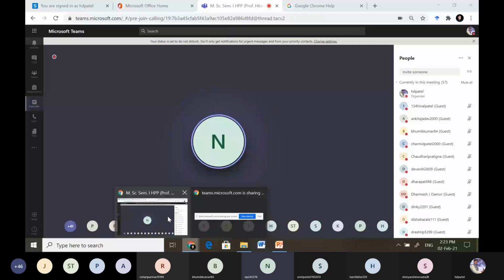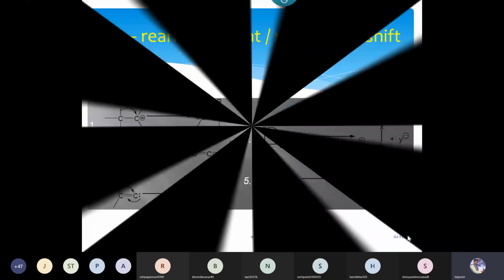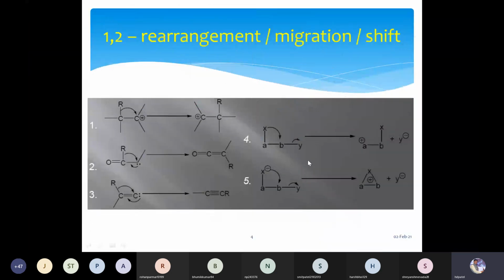Right. So as per the reaction, this Y will migrate with its electron, leaving this position, that means position B, with electron, and that's why A becomes positive. And when A becomes positive, the X will migrate with electron, and that's why the migration will take place from A to B, and we will get the product.